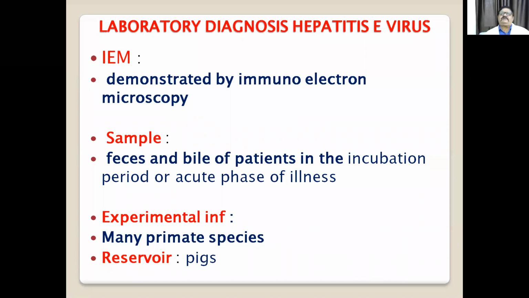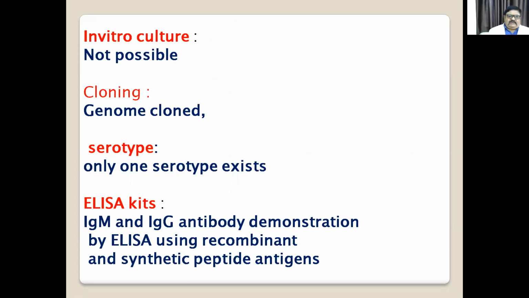Coming to the laboratory diagnosis of hepatitis E virus: immune electron microscopy, the direct demonstration of the antigen. The sample is feces, or even bile, at the time of the incubation period or acute phase of illness. For experimental infection, many primates have been tried, and pigs are a reservoir, unfortunately, because they are everywhere, and maybe there is a problem. In vitro culture, that is outside the body, you are unable to culture in cell lines. In cloning, the genome is cloned. Serotype: only one serotype exists.